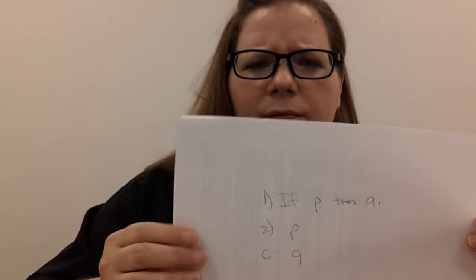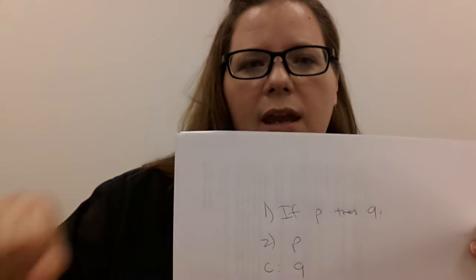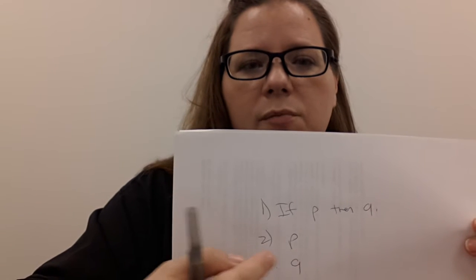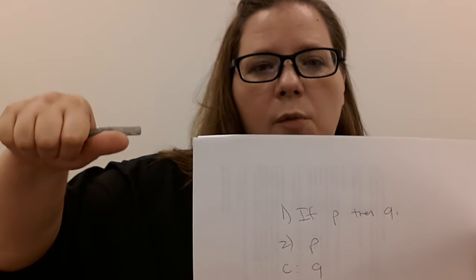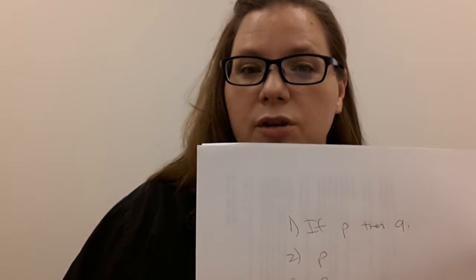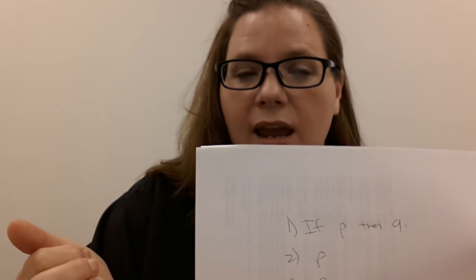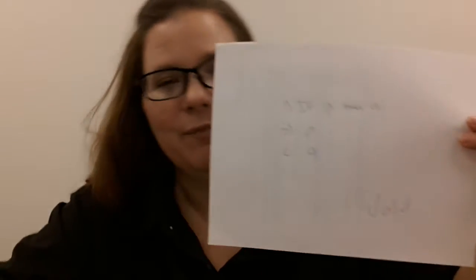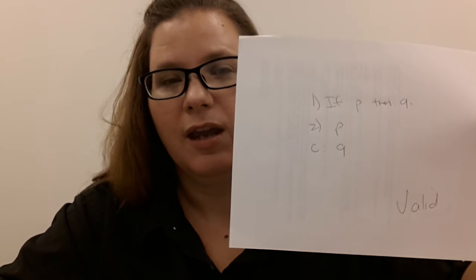So the first one we're going to look at is: if P, then Q. If I open my hand, then the pen will drop. The second premise is P: I opened my hand. Premise 1, if I open my hand, the pen will drop. Premise 2, I opened my hand. Conclusion, the pen dropped. To test for validity, what do you do? You assume the truth of your premises, and if based on that assumption the conclusion has to be true, it is called valid. This is a valid structure.